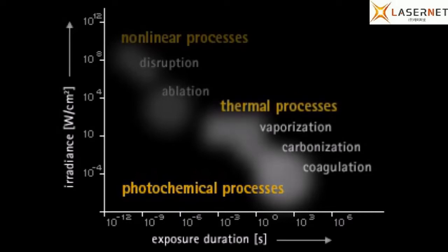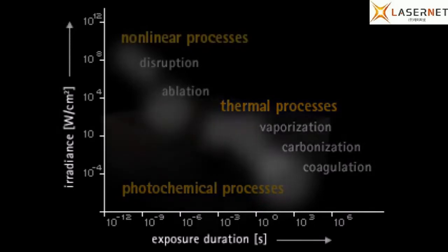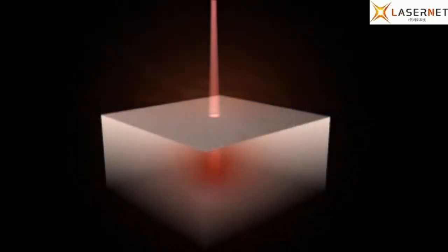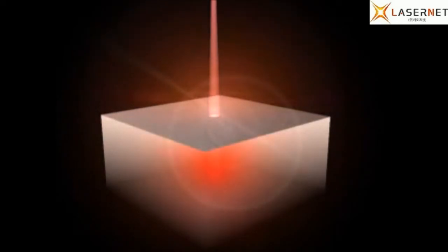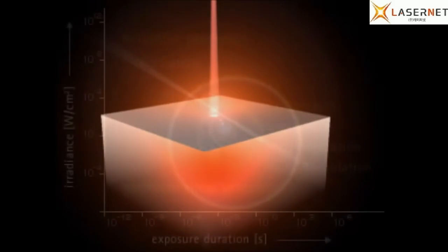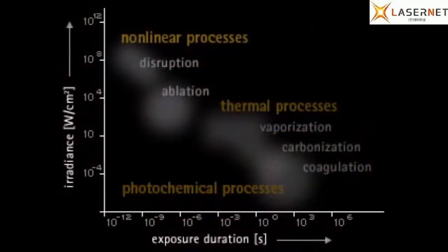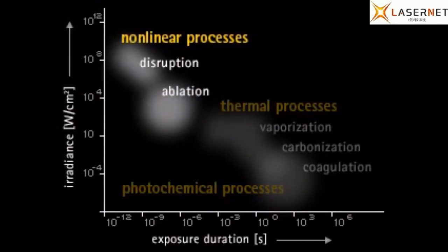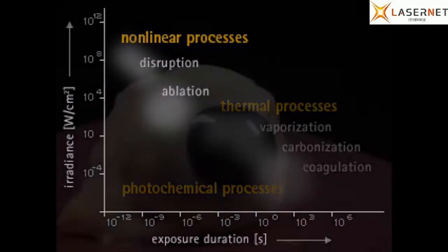For higher irradiances, thermal reactions dominate over photochemical reactions. Due to the energy contained in the absorbed radiation, the temperature of the tissue rises. If the rise in temperature exceeds certain limits, the tissue can be damaged irreversibly. Extremely high irradiances, which can only be achieved with extremely short laser pulses, induce explosive-like reactions, so-called nonlinear reactions.